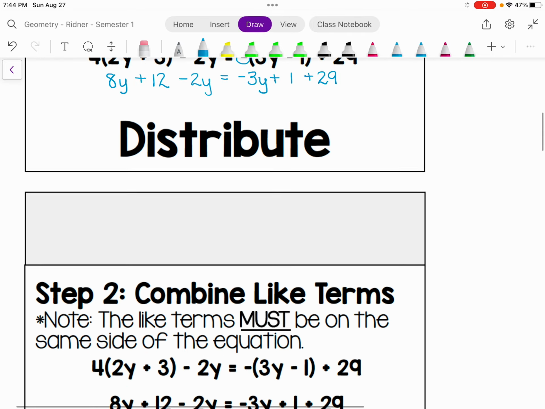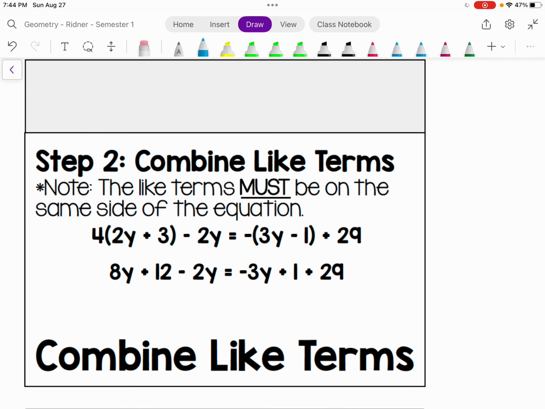Flip your foldable. Okay. For call, it's combine like terms. And we are only combining on the same side of the equal sign. So on this side of the equal sign, we have 2 different terms with y's. So 8 minus 2 is 6y. All right, on the other side here, we don't have 2 y values, but we do have 2 constants, which just means something without a variable. So that would be negative 3y plus 30, because 1 plus 29 is 30.